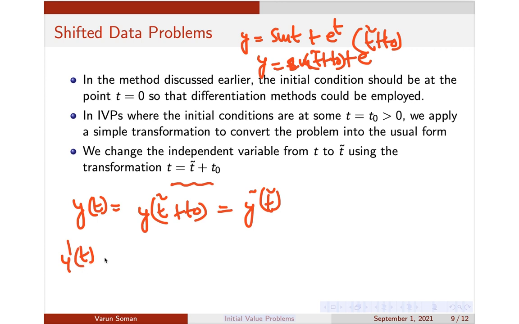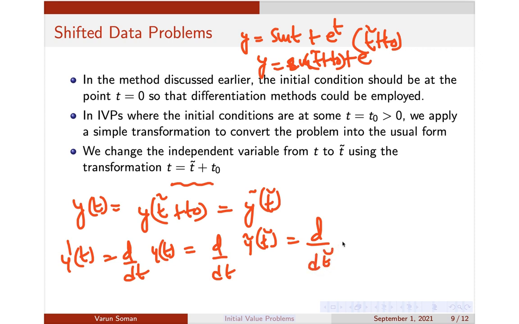Okay, so y dash of t is actually d by dt of this y of t. Or this is simply d by dt of this y tilde of t tilde. This is not required for your derivation, but for your understanding I'm just telling you what is being changed here. So it is simply d by dt of y tilde of t tilde, or this is actually d by d t tilde of y tilde of t tilde into d t tilde by dt, using the chain rule here.